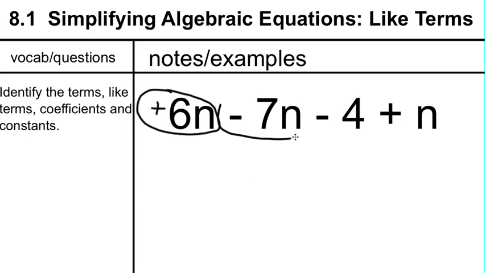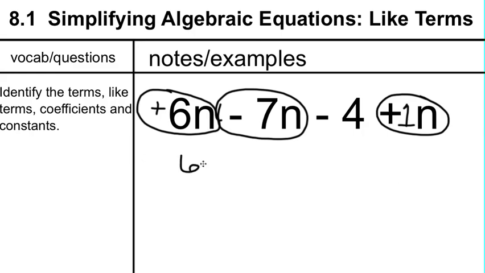I see another N here, happens to be a negative 7N. And I see another N here. And a lot of people miss this one, but you can't skip it. It's still here, it exists, and there's this magical little 1 that stands in front of it. Now I have all these, and I'm going to put them together. 6N minus 7N plus 1N.